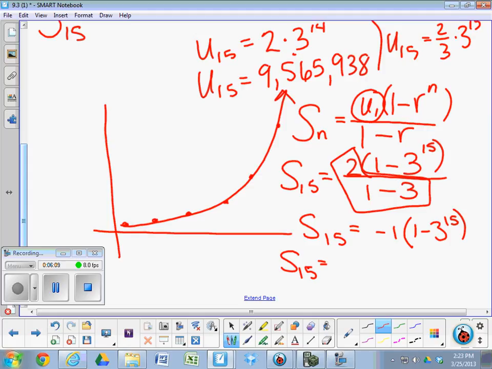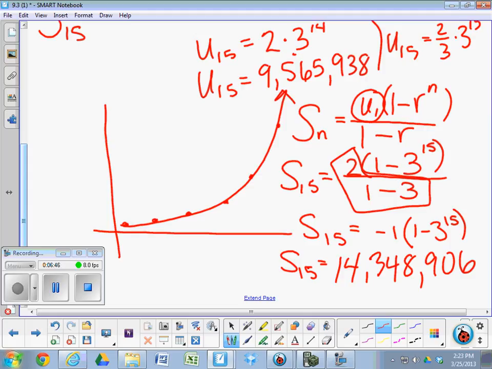It might be in scientific notation. It's not. No, it's not going to be negative. 14 million. That's the sum of the first 15 terms. So on your graph, if we were trying to graph this, you would need a piece of graph paper that had 14 million grid lines on the y-axis. Yeah, you use a really big scale.